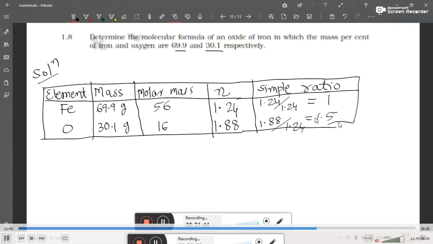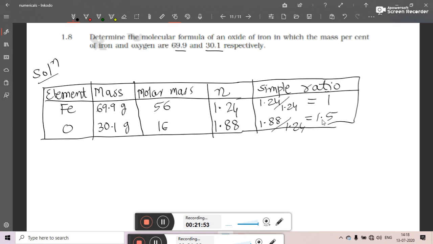Now here we will see that 1.5 is a fraction. So to make it a whole number, you have to multiply both 1 and 1.5 with 2. If you multiply 1 and 1.5 both with 2, then we will get the whole numbers. So 1 into 2 will be equal to 2, and 1.5 into 2 will be equal to 3. So our empirical formula will be equal to Fe2O3. Whenever we are having a fraction like 1.5 or 2.5 or 3.5, we have to multiply with 2. Then we will get the whole numbers.